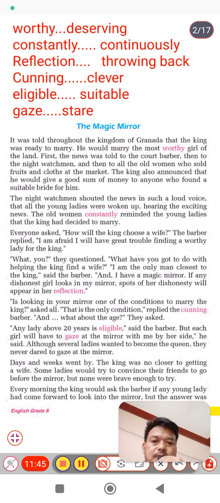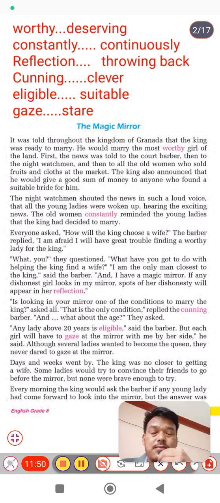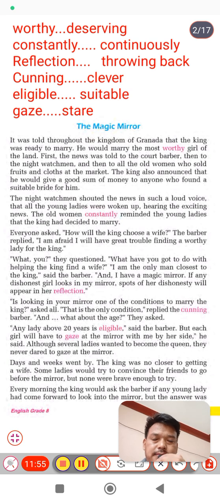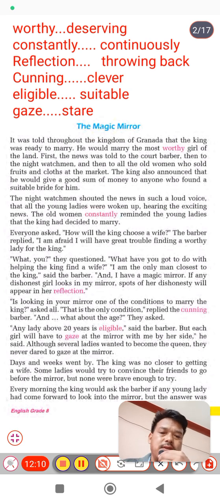Days and weeks went by, and the king was no closer to getting a wife. The king did not find any ladies. Some ladies would try to convince their friends to go before the mirror, but no one was brave enough to try. Some of the closest ladies tried to convince their friends, relatives and neighbors to go before the mirror, but no one dared to look at the mirror.